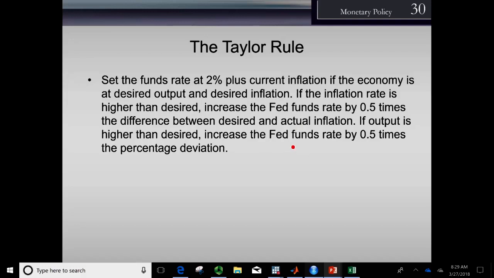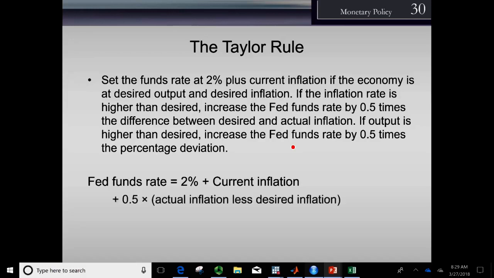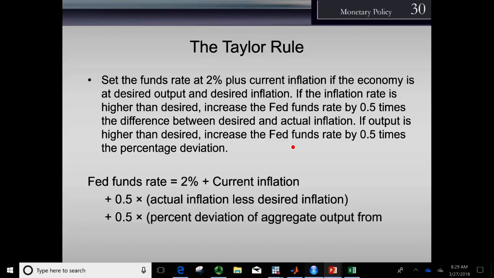Everything I have in this paragraph can be summarized in a simple equation. Here it is. The Fed funds rate equals 2% plus current inflation plus 0.5 times actual inflation minus desired inflation plus 0.5 times the percentage deviation of aggregate output from potential. So I'm going to put this rule to work for you and see if we can't figure out what the Fed's ultimate target this year might be in terms of the Fed funds rate.